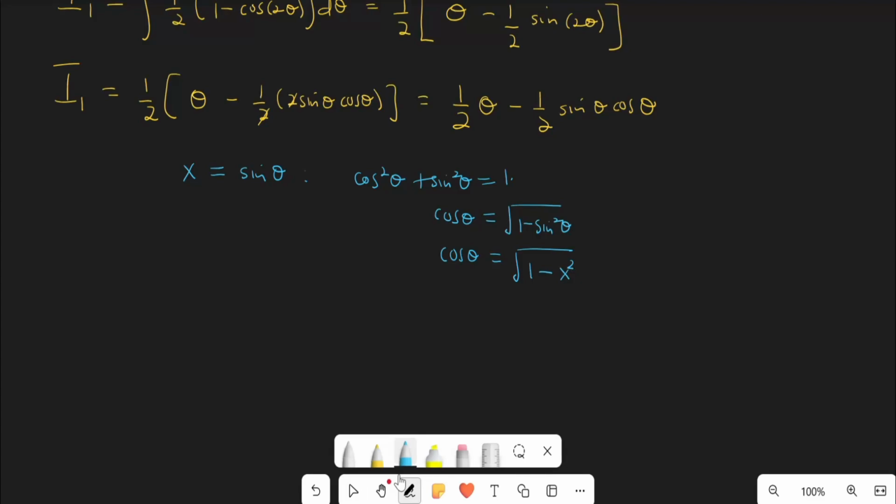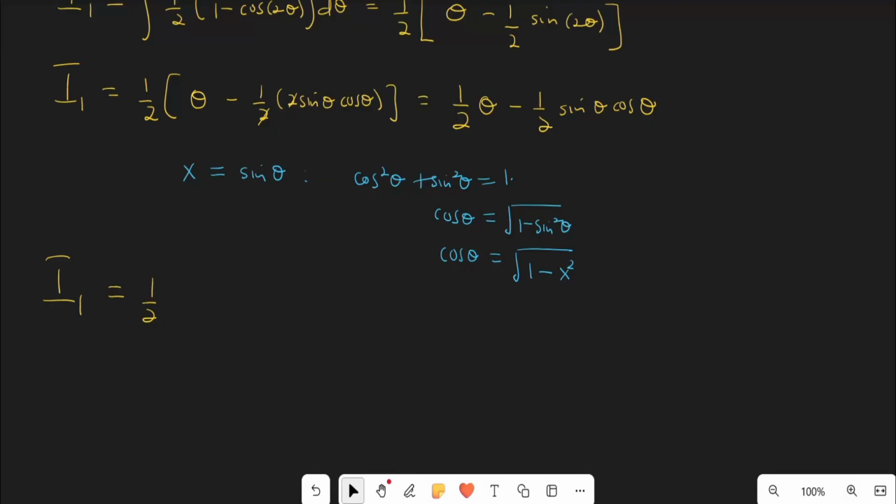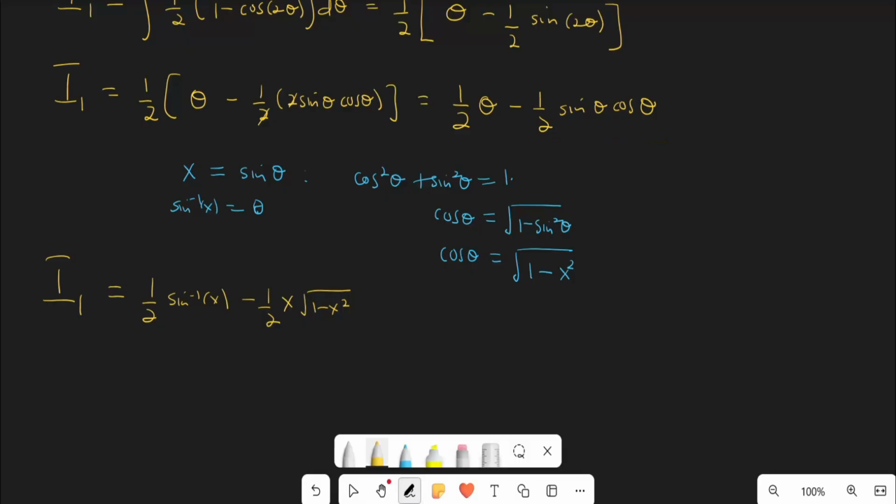So we can just finish off our integral I1 in the x world to be equal to 1/2 of theta. As sine of theta is equal to x, that implies that the sine inverse of x is equal to theta. So we are just going to replace theta with the sine inverse of x. So 1/2 sine inverse of x minus 1/2 sine of theta. Sine of theta is x. Cosine of theta is the square root of 1 minus x squared. This is what we have. So this is the integral I1 in the x world.